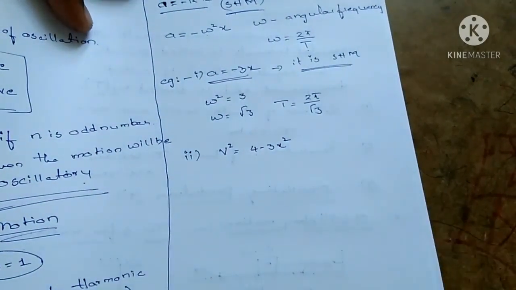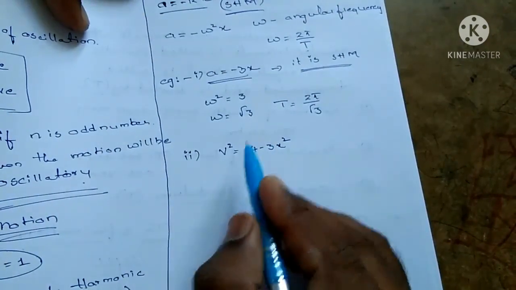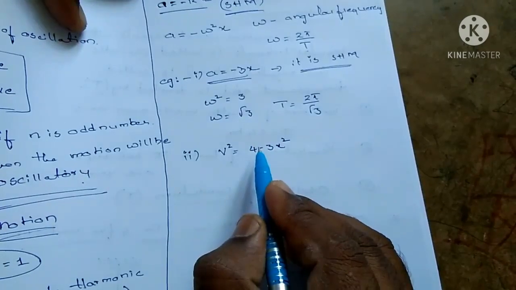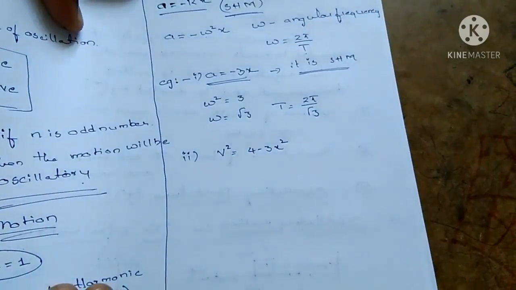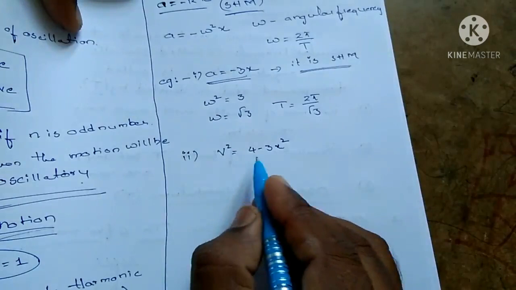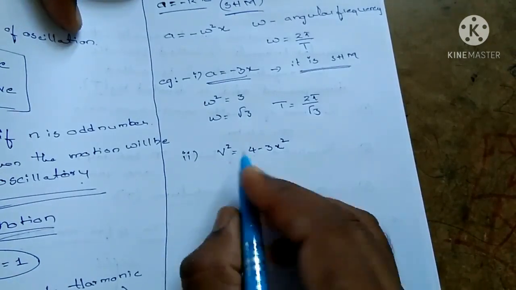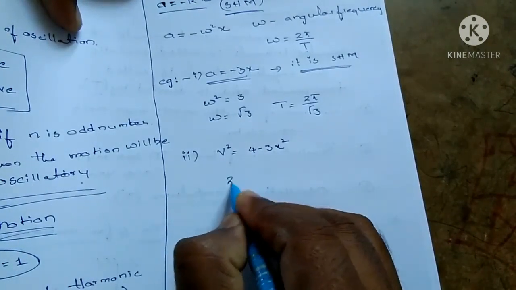You have an equation v square is equal to 4 minus 3x square. We need to say whether it is an SHM or not. In order to prove whether it is an SHM or not, try to differentiate this equation with respect to x. What will you get?